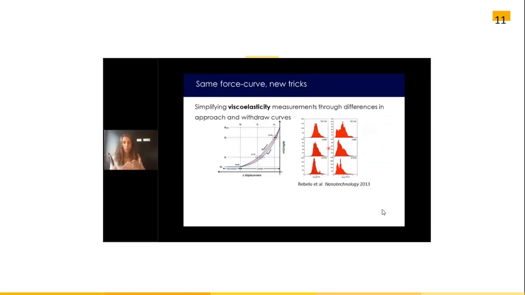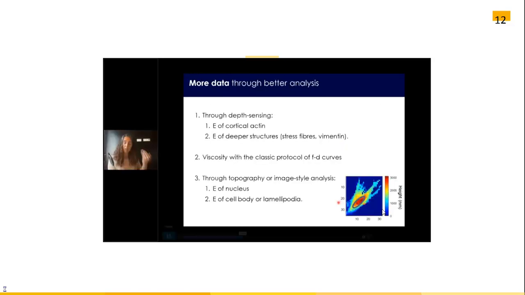In the usage of data analysis, one of the mechanical parameters obtained is a simplification of viscoelasticity measurements through the differences in approach and withdrawal curves. More data can be obtained with better analyzing techniques through depth sensing, viscosity with the familiar protocol of force-balance curves, and the topography analysis of the cell.